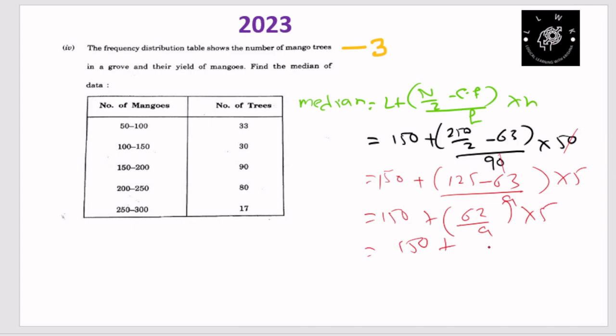So it will come around 34.44, and add this, it will become 184.44, and this is your median, and that's your answer.